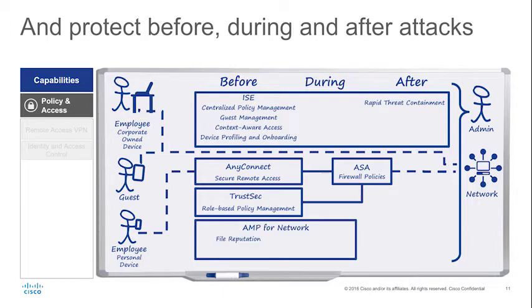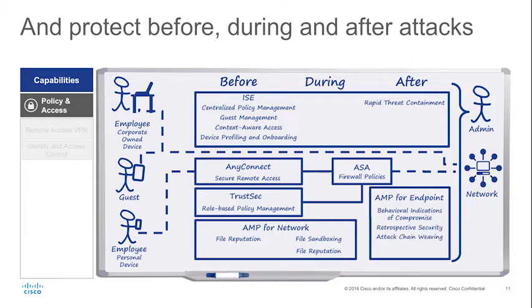AMP for Network, described in greater detail in the next technical module, T6, includes benefits such as file sandboxing and file reputation. And for devices on the network, AMP for Endpoint adds the advanced features of attack chain weaving, trajectory, and breach hunting.